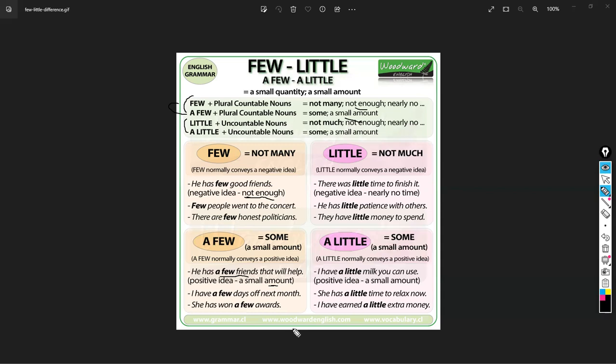Okay, so now, little and a little. Keep in mind that little and a little are for uncountable nouns, I mean the nouns that don't accept a plural. It is the same here. Little is not that much, but a little is a little more.